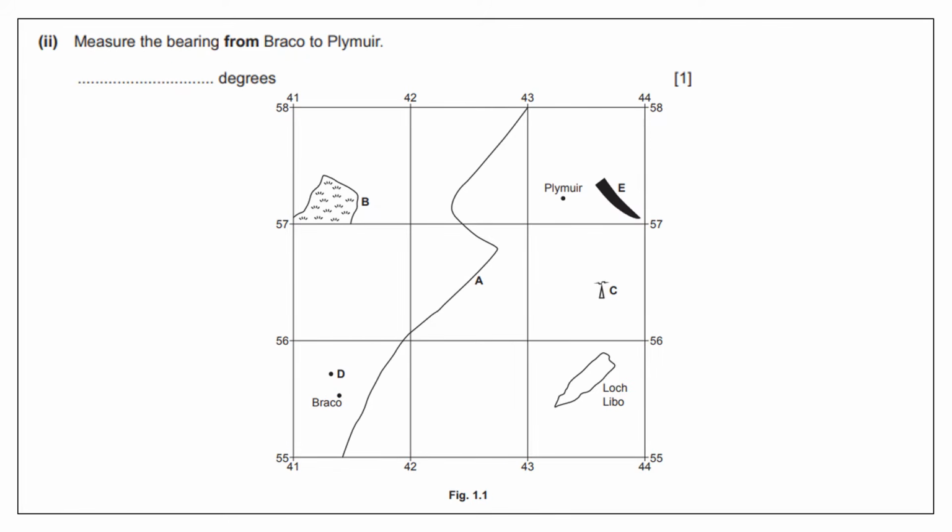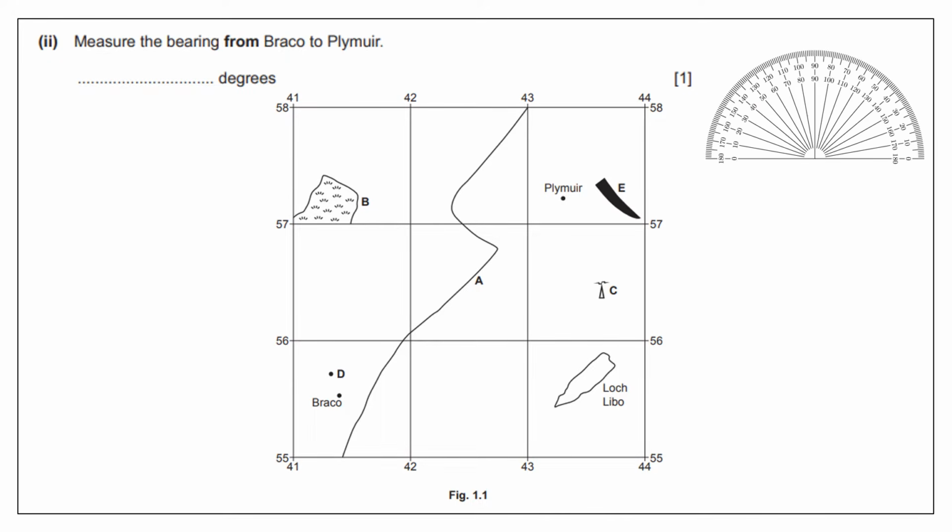So another common question that you can be asked is finding the bearing between 2 points. So here we're going to find the bearing from Braco to Plymouth. So for this we need your protractor. So we've always circled the start point, we've got the end point, and it's really important to know that when you're going from Braco to Plymouth, where it goes from is the start point.